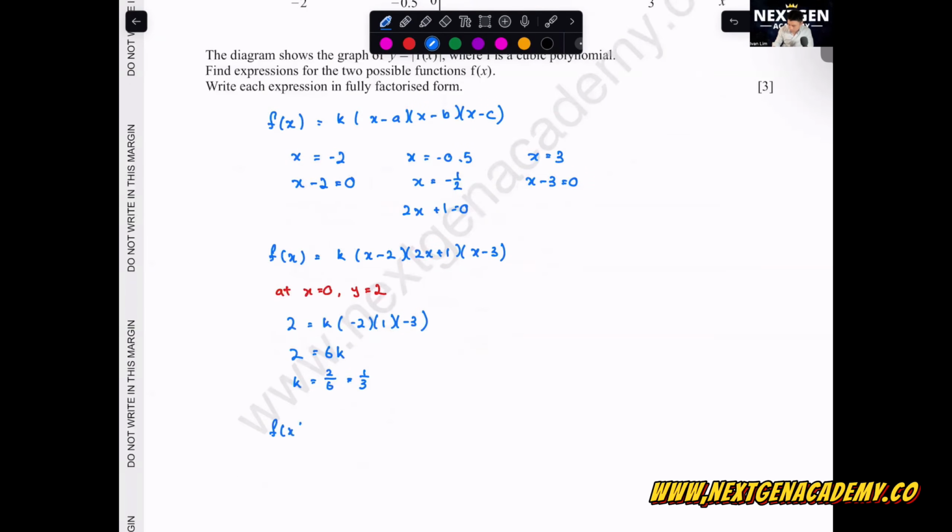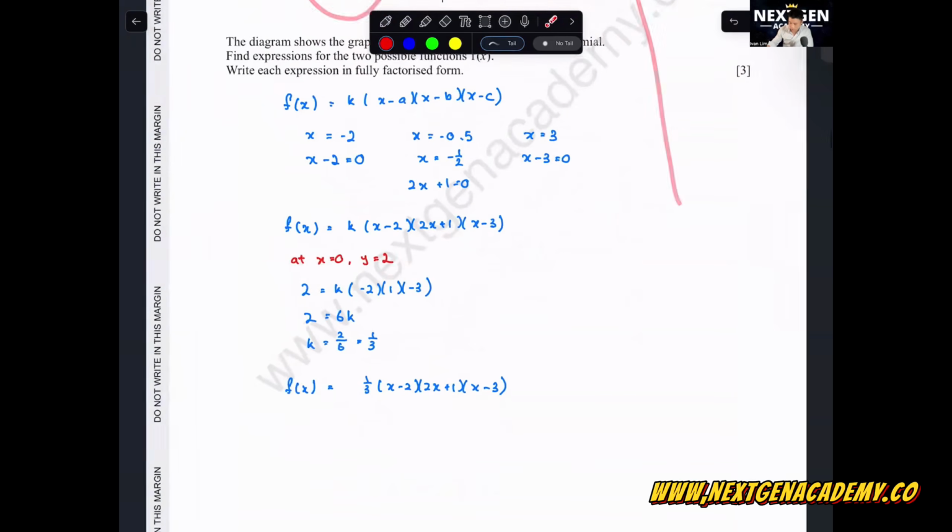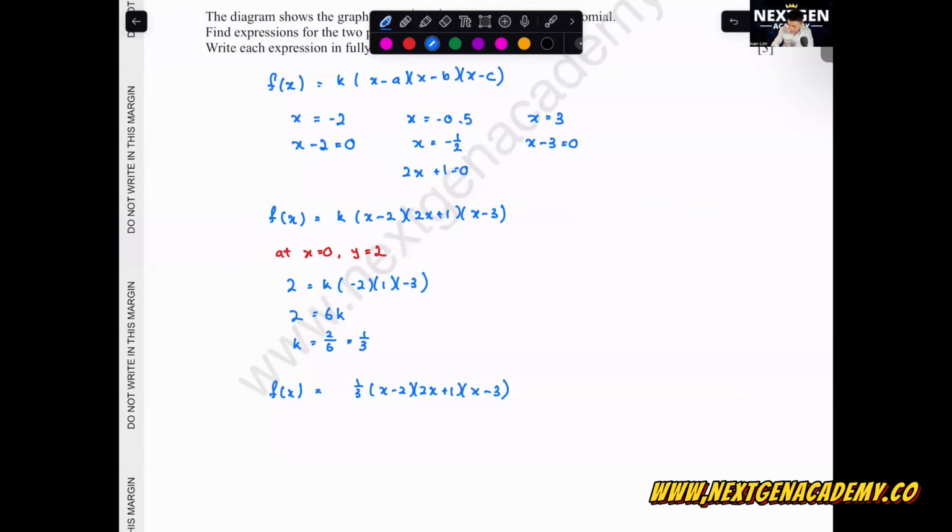Then for the final one, we have to understand that because this graph is a modulus, we actually don't know whether it is a positive or a negative cubic polynomial. It can be like that. That means it can be a positive cubic polynomial, or a negative cubic polynomial. So you can write it as plus minus if you want, or you can separate it. f(x) equals negative 1 over 3 times (x minus 2)(2x plus 1)(x minus 3). This question has come up many times already, so I think it's quite easy.